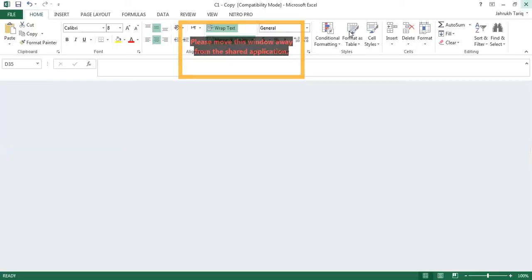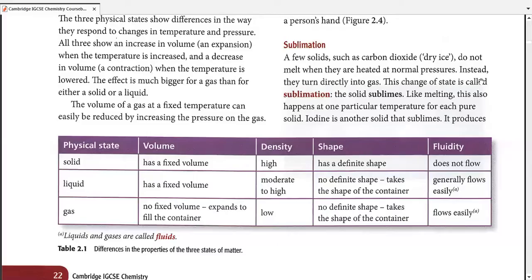Going to share on the screen with you, okay, there is a table. Now I'm going to ask you a couple of questions from the table, take the answer from the book and tell me the answer. Let's start with Halima first. Halima, how are you going to define the volume of a solid? It has a fixed volume.